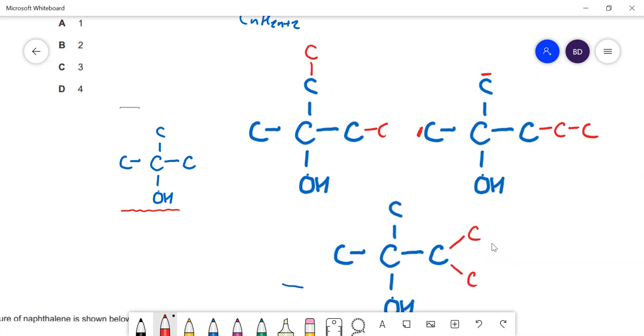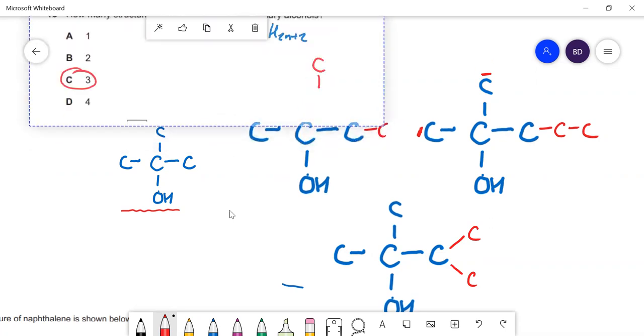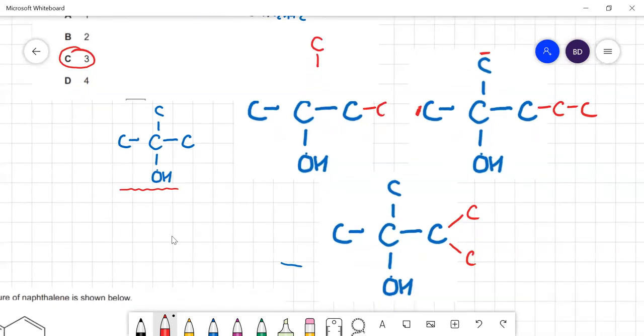So the answer to this one is there are 3 possibilities. If you add all the hydrogens onto those carbons, you'll find that it does add up to the right number. It all adds up to 14 hydrogens. Okay, but 3 is the answer. There's 3 possibilities there.